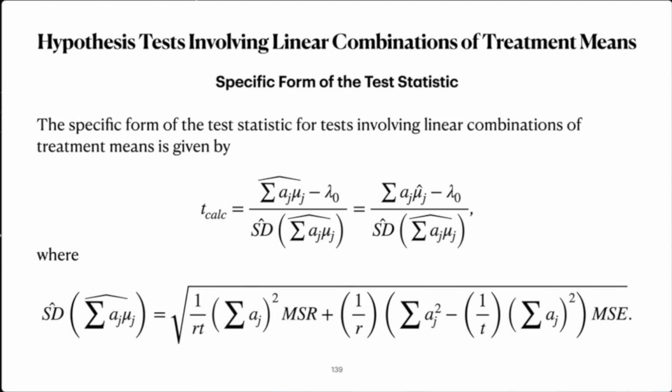Now, this is where things get a little more complicated because we're looking at a linear combination that is not necessarily a contrast. All right, and because of that, the sum of the a sub j's is not equal to 0. And so the expression for the estimated standard deviation of the estimate of the linear combination is more complicated. This involves both the mean squared error and the mean squared for blocks. And so this is the expression for the estimated standard deviation of the sampling distribution of the estimator of the linear combination about which we're testing hypotheses.